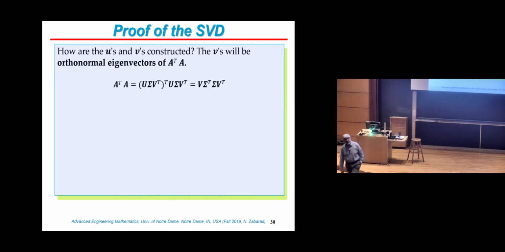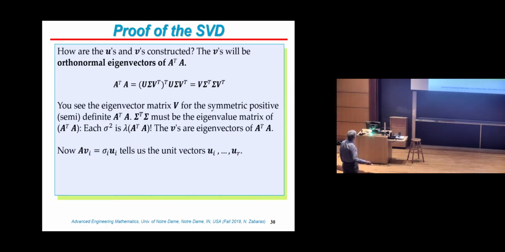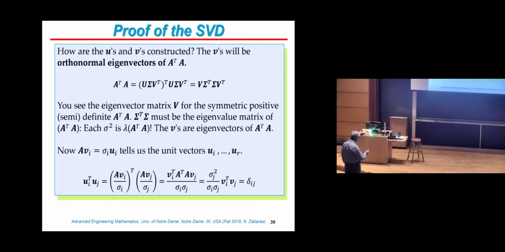So U will be the eigenvector matrix of which matrix? A transpose. And what will happen with the eigenvalues? By a miracle, A transpose A and A transpose will have the same eigenvalues. Okay? The same eigenvalues. All right, done. I really don't need to do anything here.